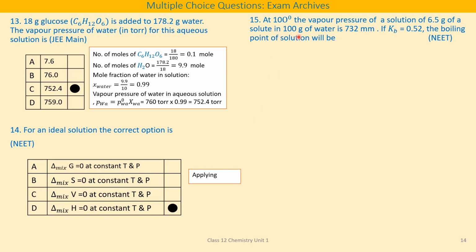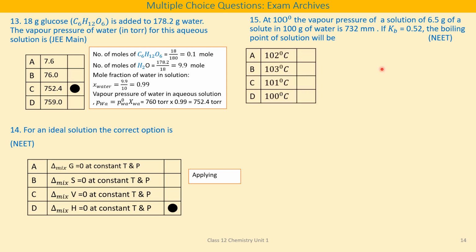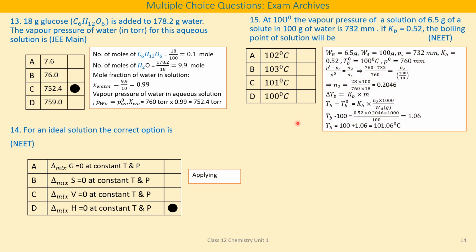At 100 degrees, the vapor pressure of solution of 6.5 g of solute in 100 grams of water is 732 mm. If Kb is equal to 0.52, the boiling point of solution will be, we have to mark from the four options: 102, 103, 101 and 100 degrees centigrade as options A, B, C and D respectively. You have to calculate and mark the correct answer. So the calculations are shown.